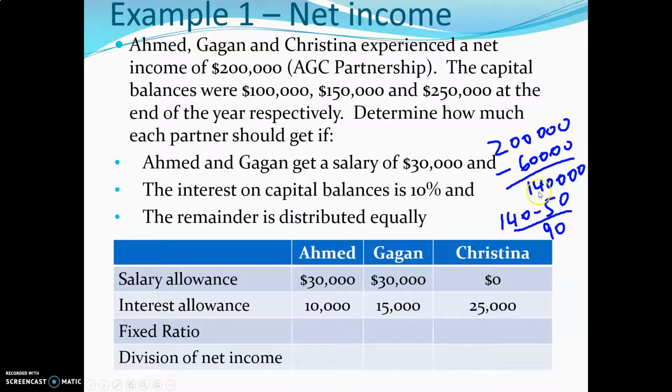So here's the math for you. That ends up meaning that after our $60,000 salary, we have 140 left. 140 minus the 50,000 here from the interest allowance means that there's $90,000 left. And that $90,000 is to be distributed equally. Well, there's 3 people, so 90 divided by 3 will be 30,000 each. Adding all this up at the bottom, Ahmad will get 30 plus 10 plus 30, which will be 70,000. This will be 45 plus 30 is 75, and this will be 55.